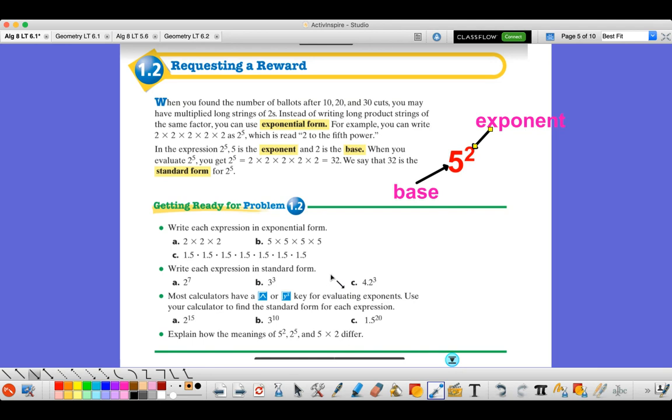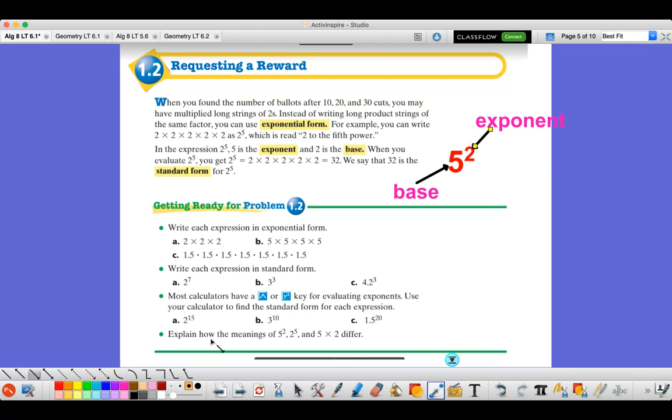Now, when we talk about something in standard form, that means that when we evaluate that, you can see that right here, 2 to the 5th power, opposite of what I did here. 2 times 2 times 2 times 2 times 2 is 32. So we say 32 is in standard form, where we have evaluated that. We have taken it from expanded form, and that would be expanding it out, okay?